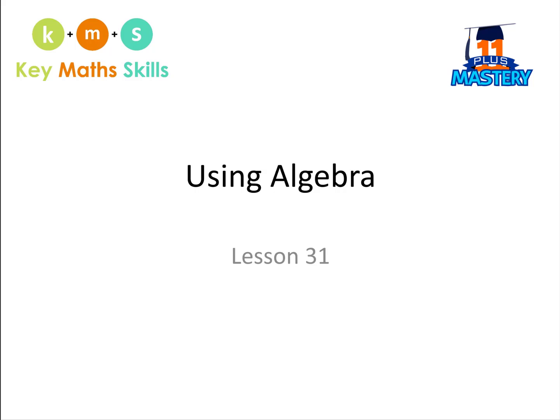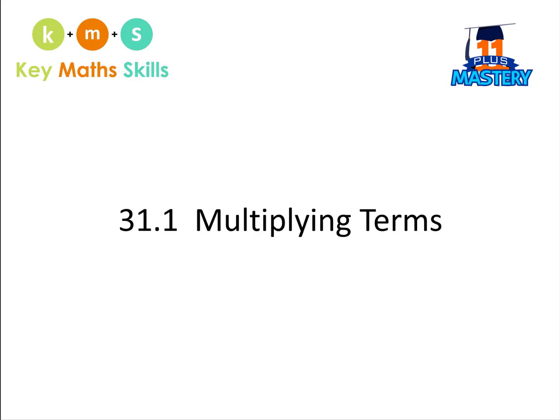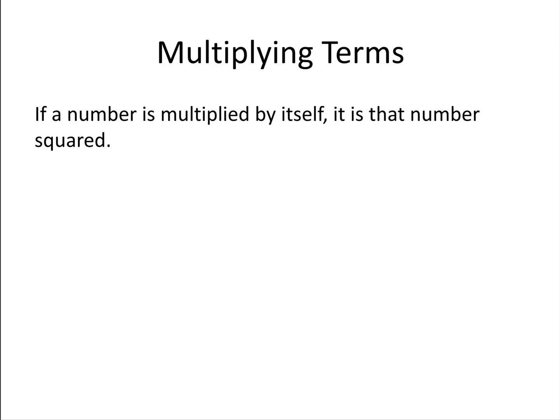Welcome to Maths Video 31 on using algebra. The first section is on multiplying terms. If a number is multiplied by itself, it is that number squared. 3 times 3 equals 3 squared. 5 times 5 equals 5 squared. A times A equals A squared.